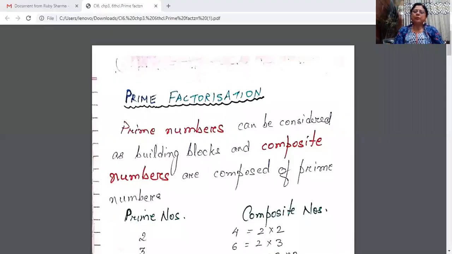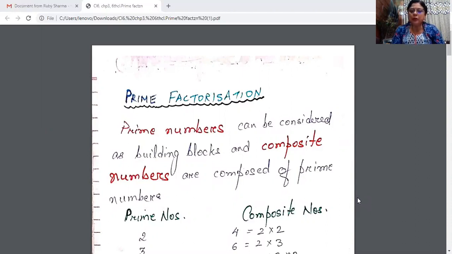Now, since you have already done prime factorization, but still I would like to go back once more to the basics of prime factorization. Like what exactly do you mean by prime factorization? Now when you hear the word prime factorization, prime means the prime numbers and factorization involves factors. So you can remember it that way.